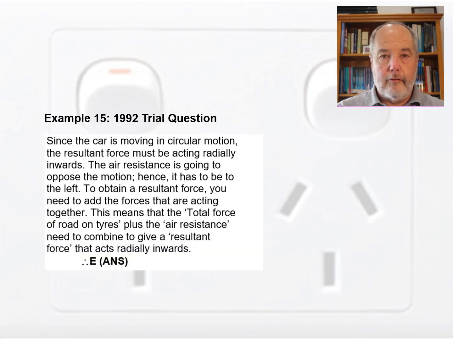The car is travelling in a horizontal circular path. That means the net force must be radially inwards. The force is a vector. So the two forces that are acting, the air resistance and the driving force, must add together to give a vector that is radially inwards. The only one that does this is option E.